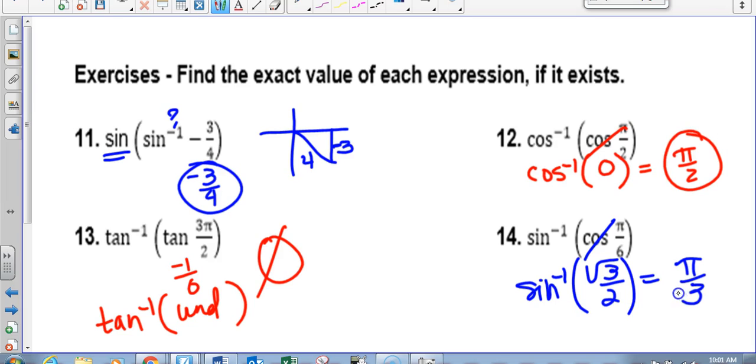If you're not looking at your unit circle and you're just writing down notes, this is making no sense whatsoever. I'm just speaking Greek. Is everybody looking at the unit circle?